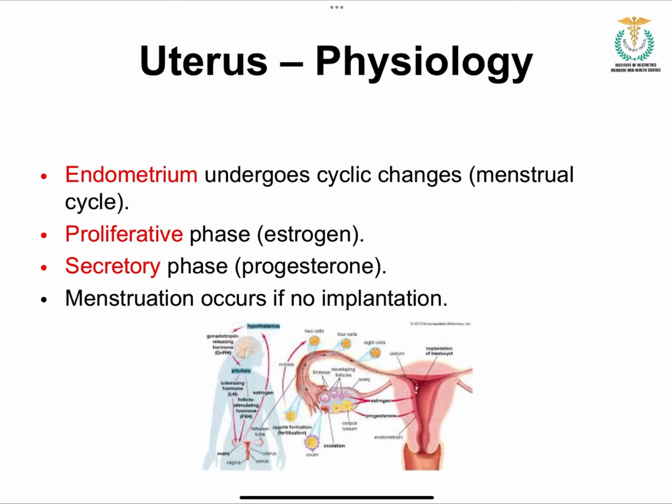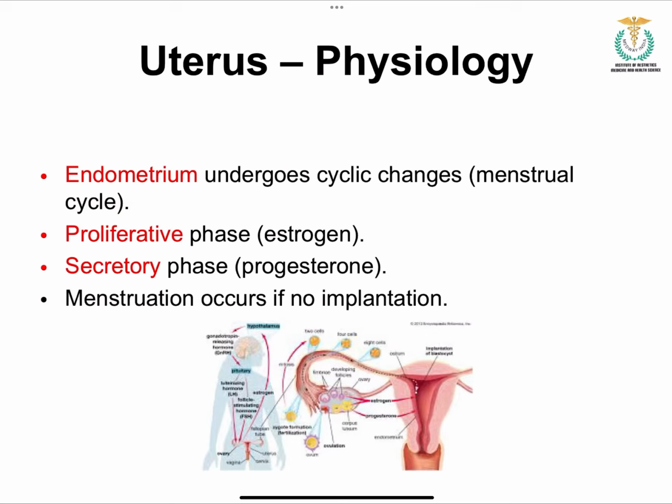Next comes the physiology of the uterus. So what are the functions of the uterus? As I have mentioned about the endometrium layer, it undergoes cyclic changes during the menstrual cycle, and there are two phases: proliferative and secretory phase. The proliferative phase is where you can see the estrogen hormone, and the secretory phase is where you can see the progesterone.